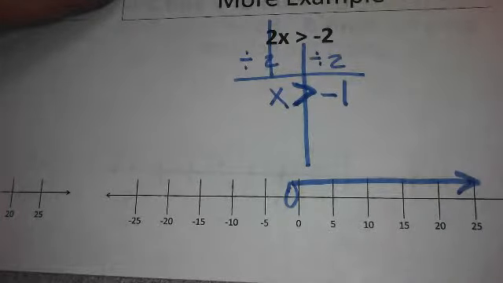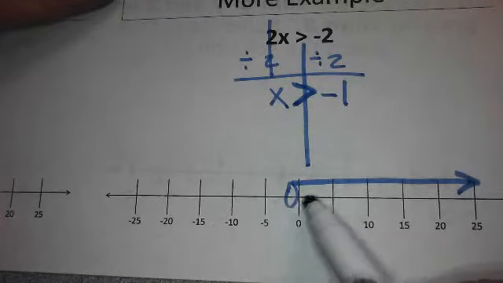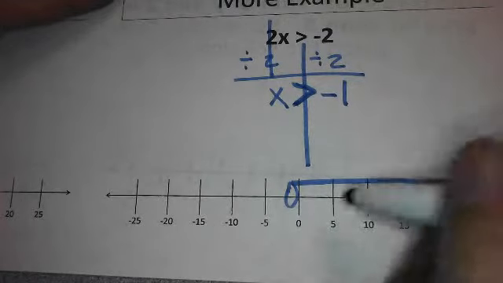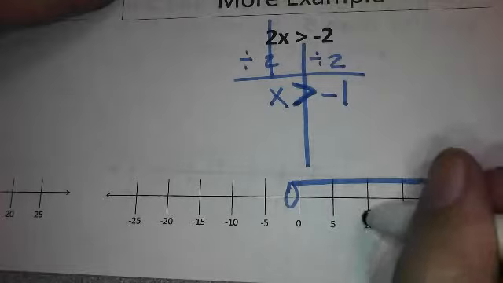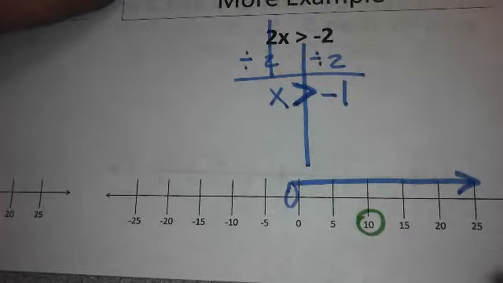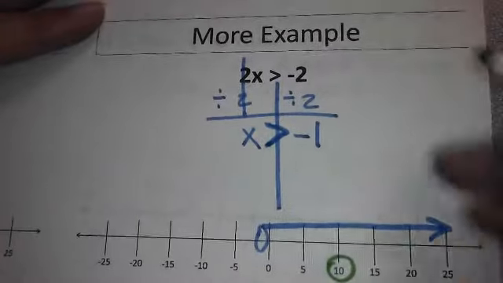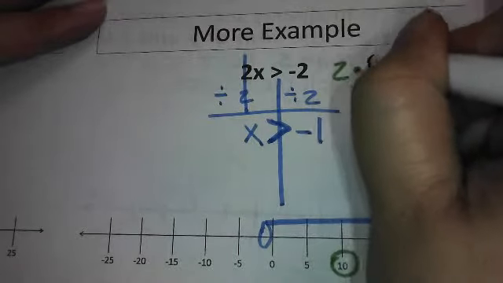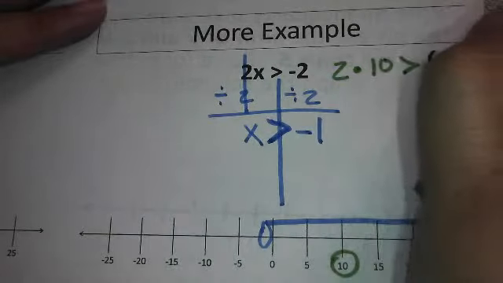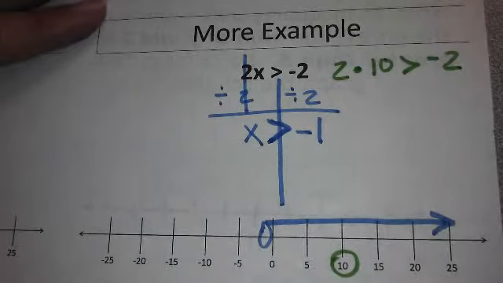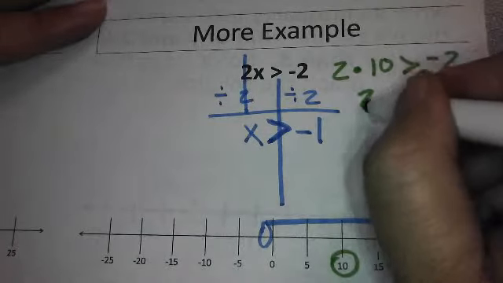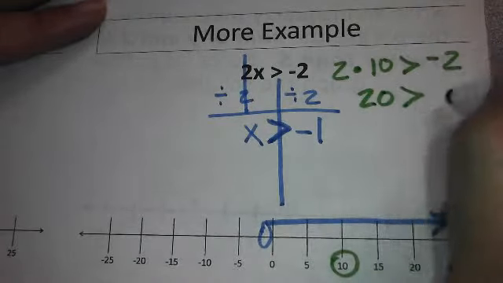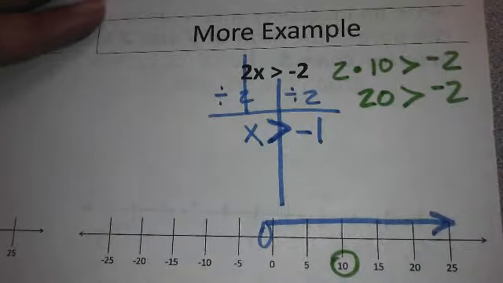Let's check our work. Pick a number to the right, which is right here. I'm going to pick, let's say, 10. Take the 10, replace the x. 2 times 10 is greater than -2. 2 times 10 is 20. 20 is greater than -2. So I know I did my work correctly.